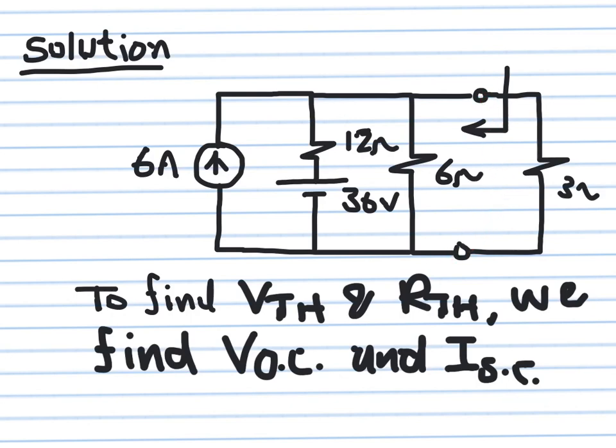Okay, and the second step is we'll create a short circuit here, remove our 3 ohm and create a short circuit and calculate the short circuit current. If I know the open circuit voltage and the short circuit current, then I can determine what is V Thevenin and the R Thevenin for this circuit.